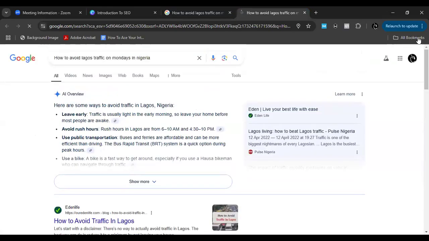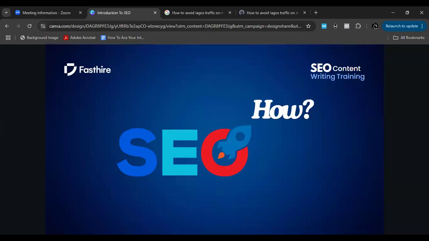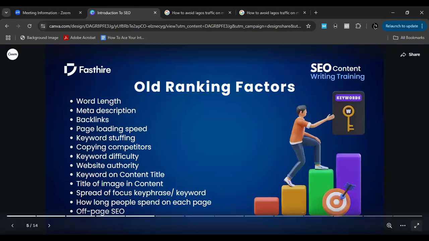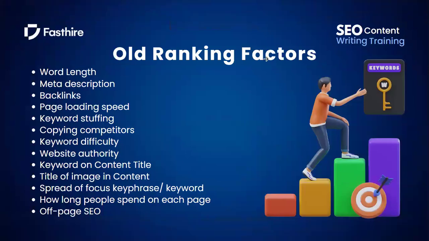So this is how these search engines work. We could try other search engines, but we do not have that liberty of time. We will still look into other areas coming. Now, what are the old ranking factors? Before those contents we saw when I made that search, what are the things that enabled them to rank? Or what are the criteria they were able to meet for them to rank?